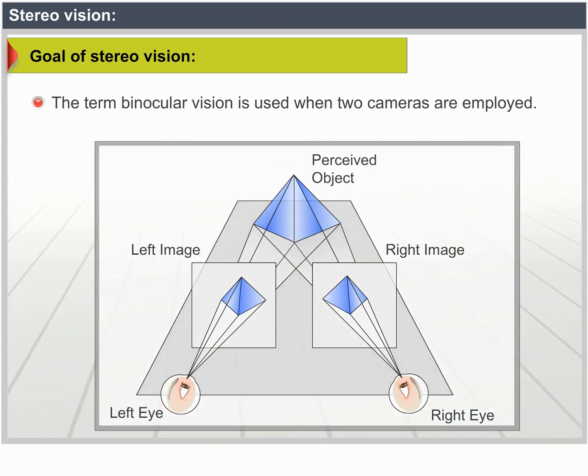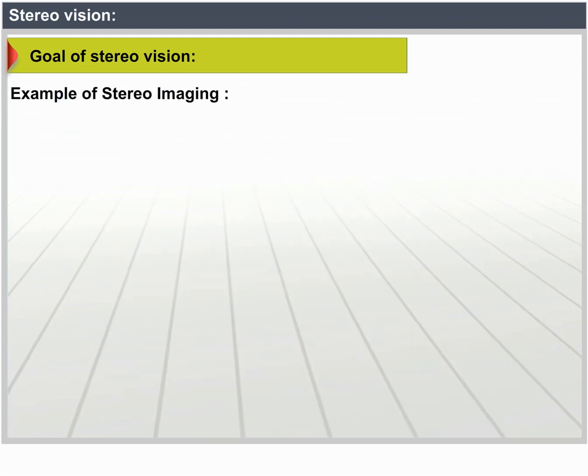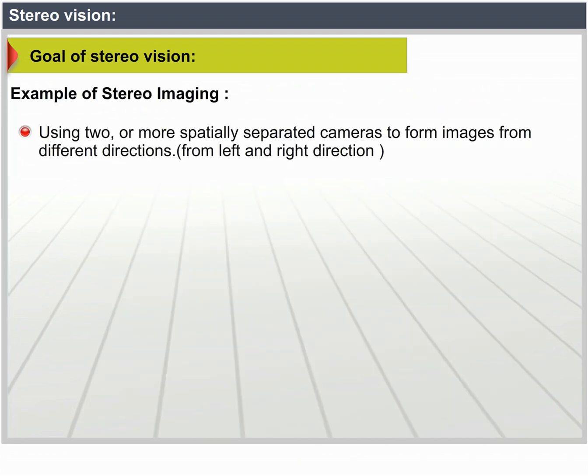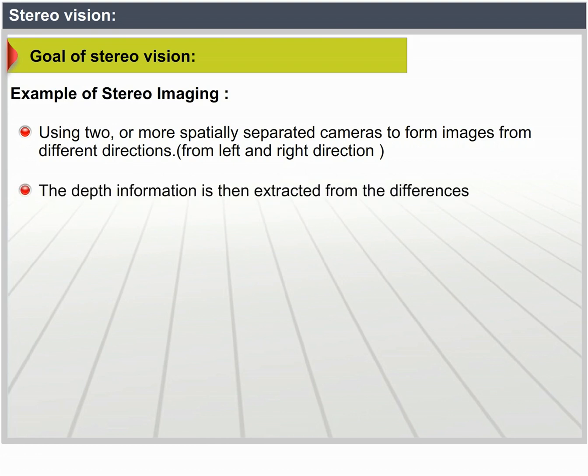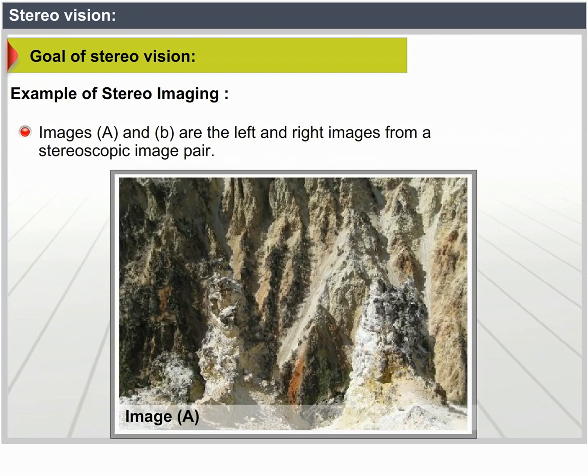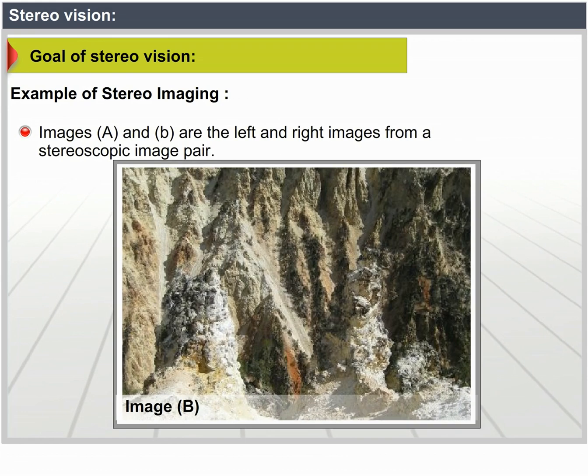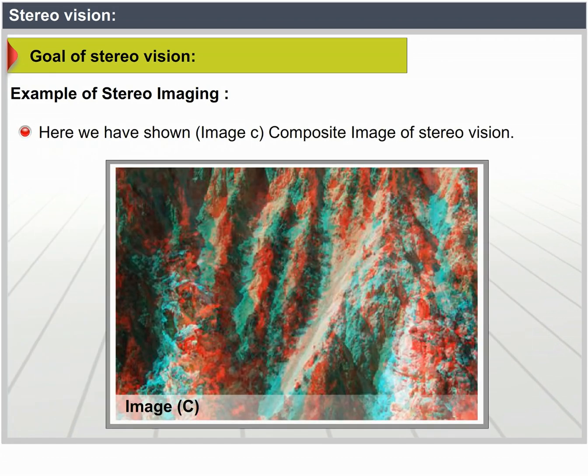Example of stereo imaging: using 2 or more spatially separated cameras to form images from different directions, from left and right. The depth information is then extracted from the differences. Images A and B are left and right images from a stereoscopic image pair. Here we have shown image C, the composite image of stereo vision.